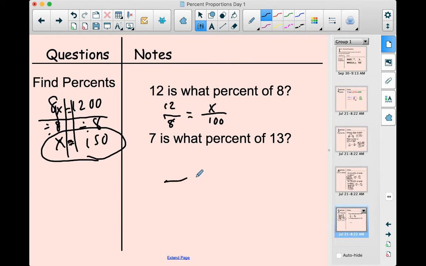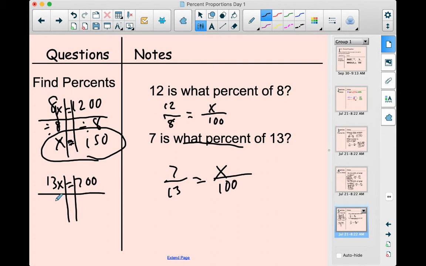All right, let's try another one. I write my 100 automatically. I don't know the percent, so that's my unknown. But 7 is some percent of 13. So 7 is the part, 13 is the whole. There's no easy number I can multiply 13 by to get 100, so I'll do this a long way again. 13x equals 7 times 100, which is 700. Divide both sides by 13.